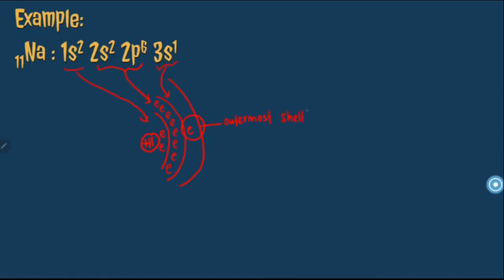So the electron in the 3s orbital here is known as the outermost shell electron. The electrons in shell 1 and shell 2 here we call inner shell electrons. The outermost shell electron does not feel the full attraction towards the nucleus, because the attraction is shielded by the electrons in the inner shells. Do you understand? So that is what we call the shielding effect.